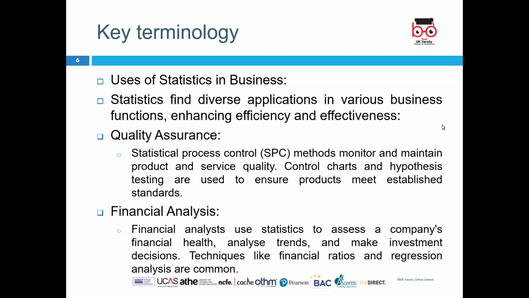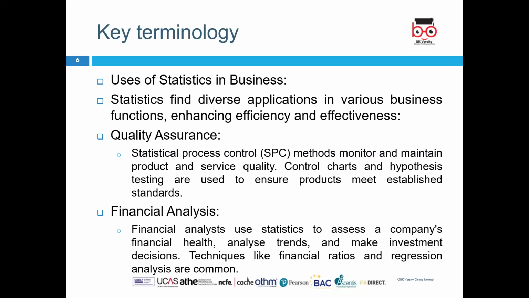Then how is statistics used in business? So in business, statistics finds diverse applications. For example, in the quality assurance function, statistical process control monitors and maintains product and service quality. Some of the techniques such as control charts and hypothesis testing are often used to ensure that the products meet established standards.